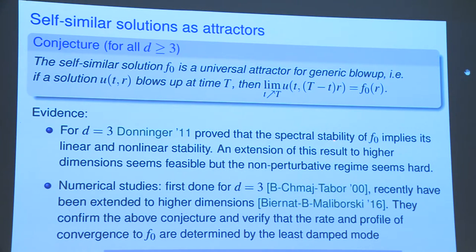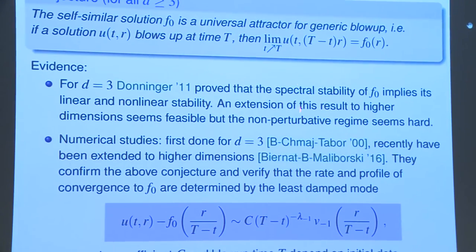In the case of data which are close to this F0, there is actually a proof of nonlinear stability of this blow-up due to Donninger in three dimensions. And it's very likely that his technique can be extended to higher dimensions. There is numerical evidence for this behavior, which I'm going to show you now.